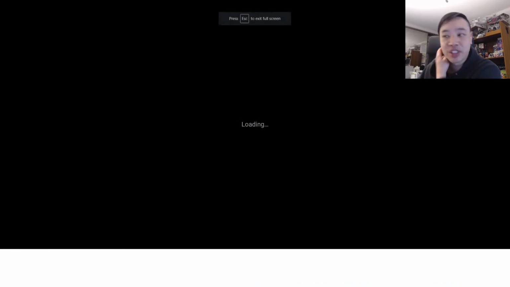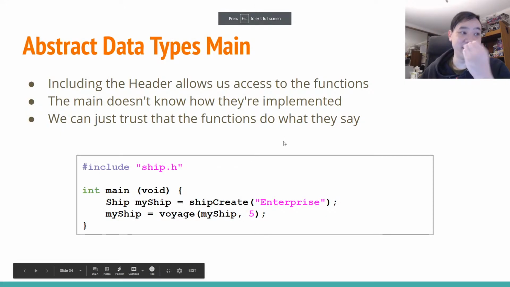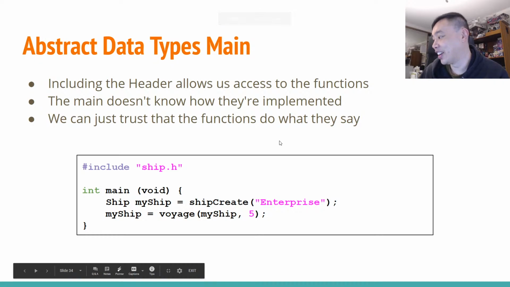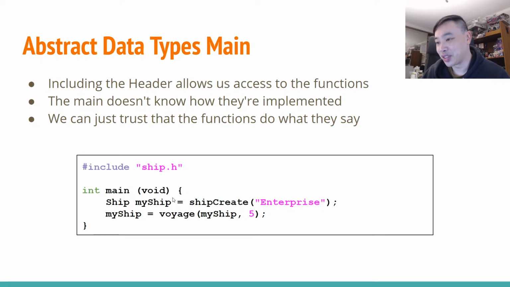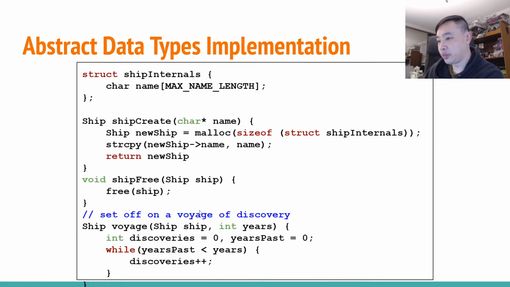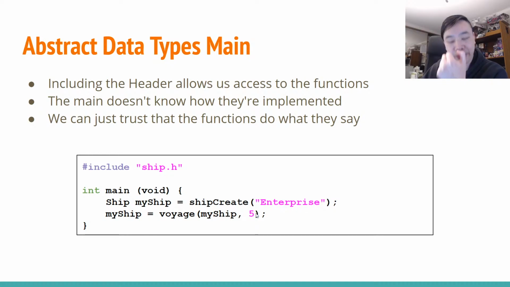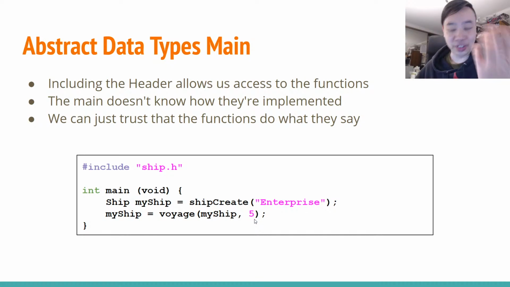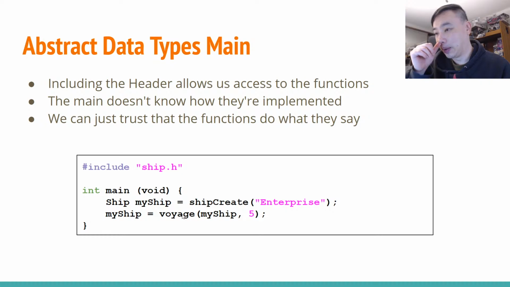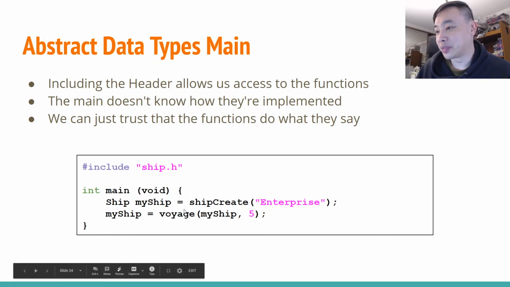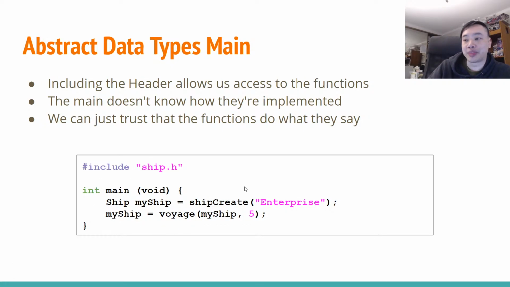So we create this ship called the Enterprise. So yes, I'm jumping to a different sci-fi ship universe now just for fun. And I say go on a voyage, which was also here, of 5 years. So the Enterprise goes off on its 5-year voyage to seek out new life and new civilizations. Anyway, so this is us using an abstract data type.